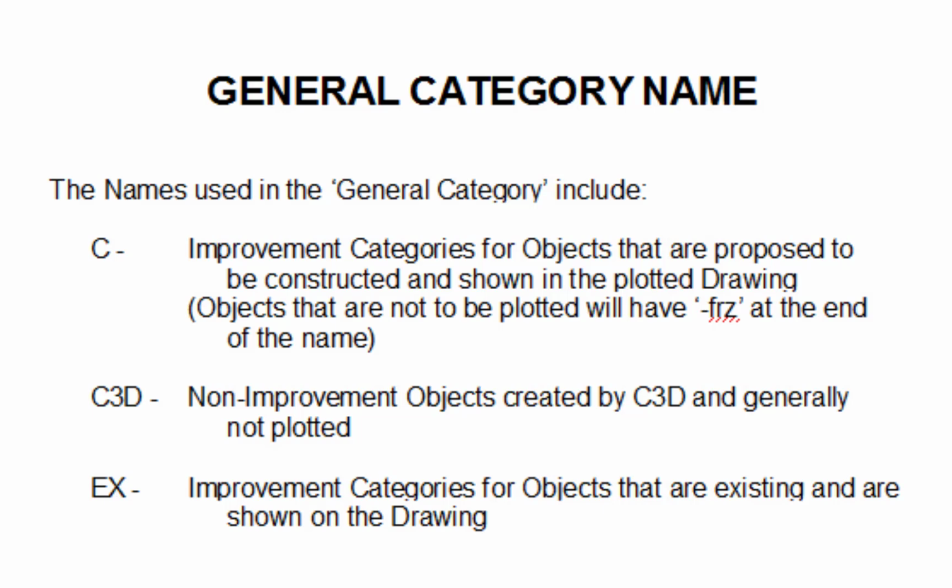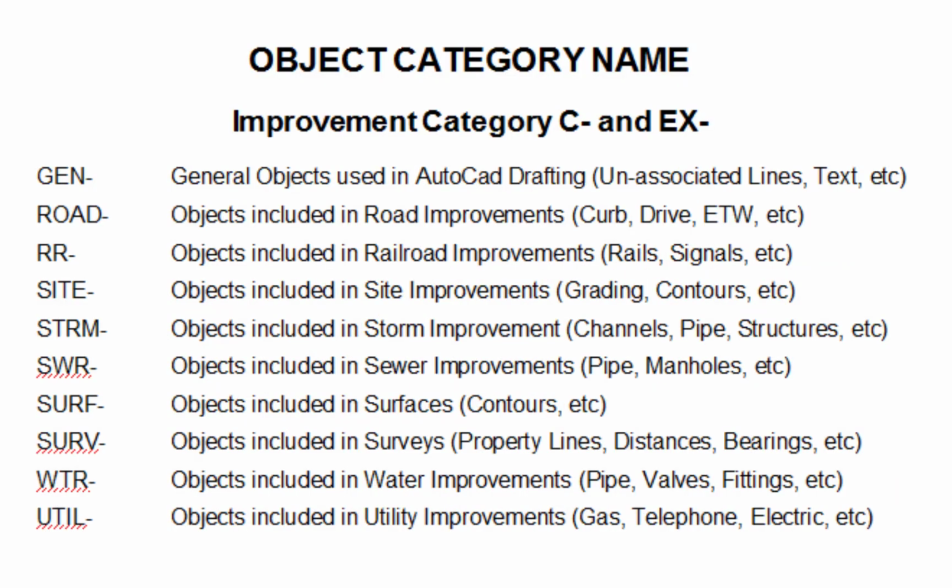C3D is a non-improvement category for objects created by Civil 3D and generally not plotted. EX- is for the improvement categories for objects that are existing and are shown on the drawing. The names used in the object category for the improvement category C and EX are shown and include general, road, railroad, site, storm, sewer, surf, survey, water, and utility.